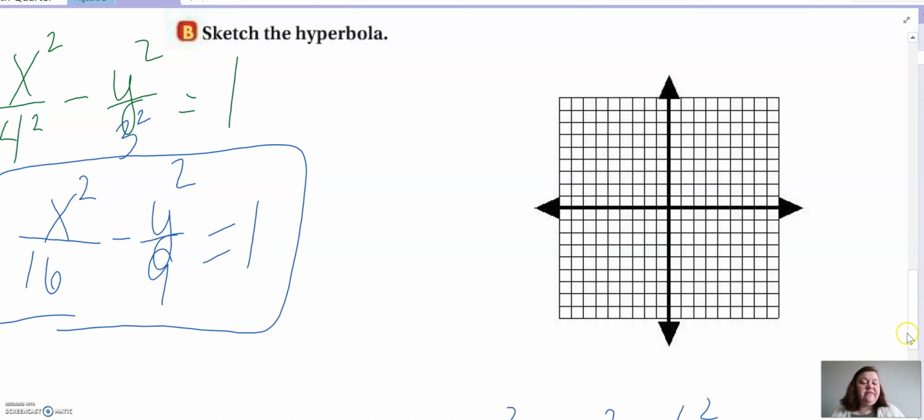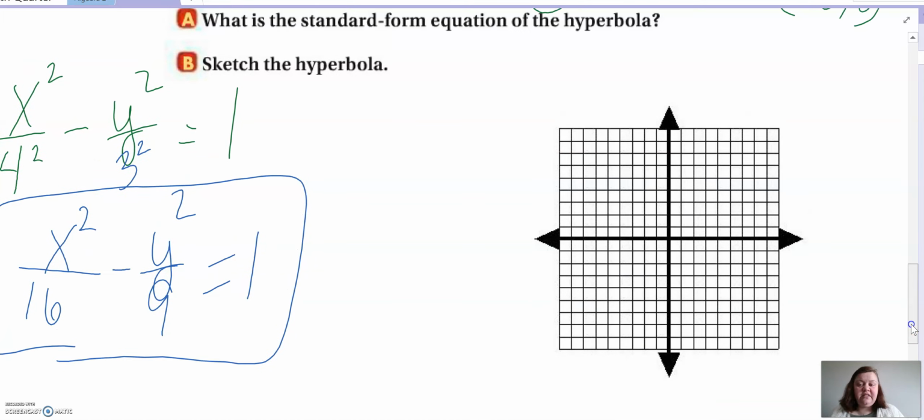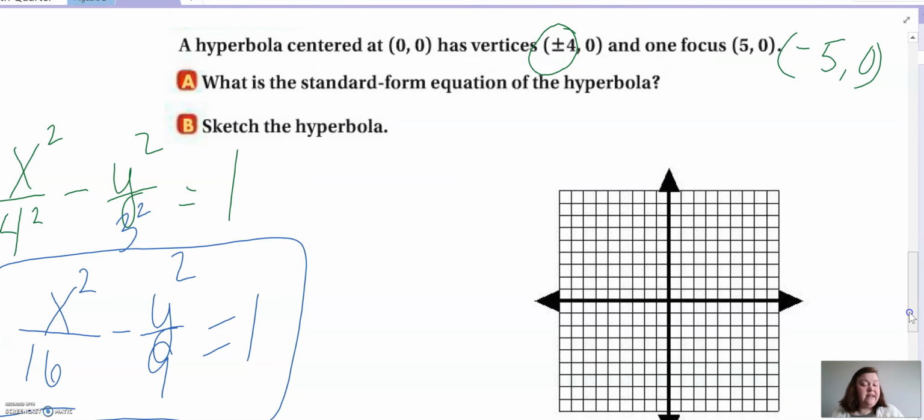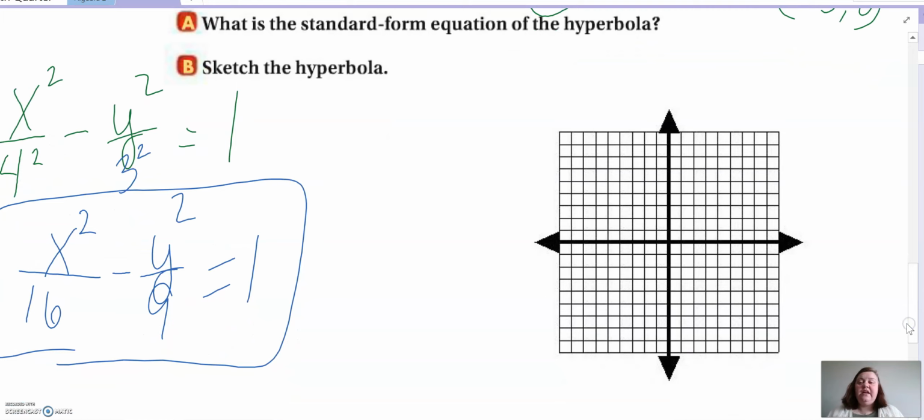So now we have to sketch the graph. Now when we sketch the graph, we're going to use this information given to us. Okay, so our vertices are plus or minus 4, 0. So that means I have to have a point at 4, 0. So I'll put my point there. Then I also need a point over there at -4. So I have my two vertices graphed, 4, 0 and -4, 0.